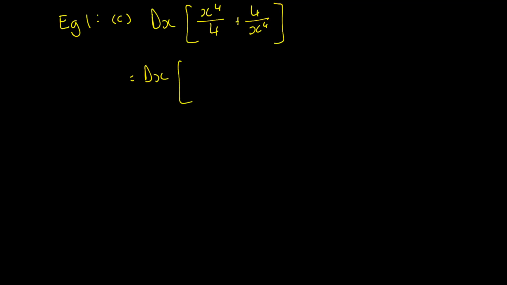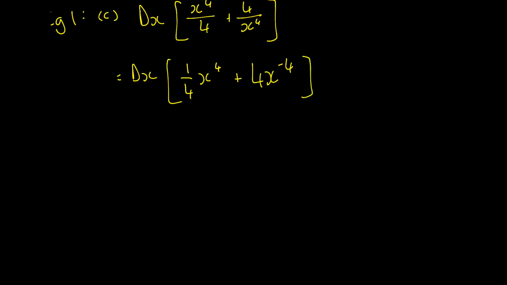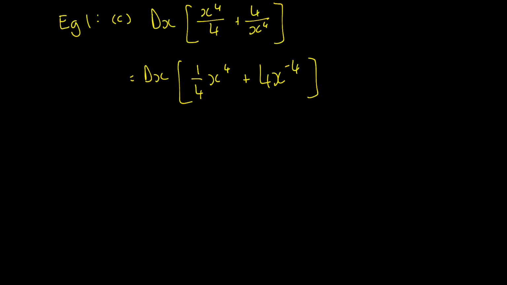What I mean by easier to differentiate is that we extract the coefficient out of each of the two fractions. The first fraction becomes 1 over 4 times x to the power of 4, and the second fraction becomes 4 x to the negative 4, because x is in the denominator, so if we bring it up to the numerator, it becomes x to the negative 4, and it's 4 over 1, which in essence is 4. Okay, and now we can differentiate.